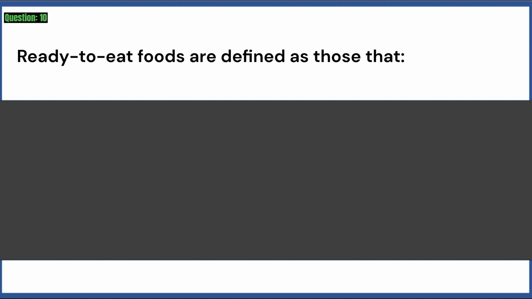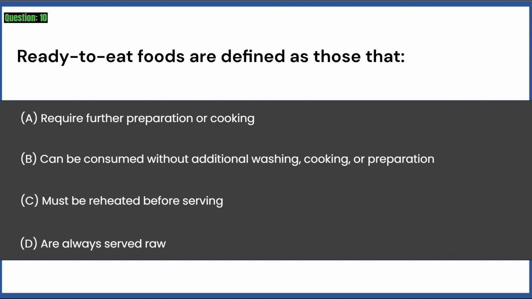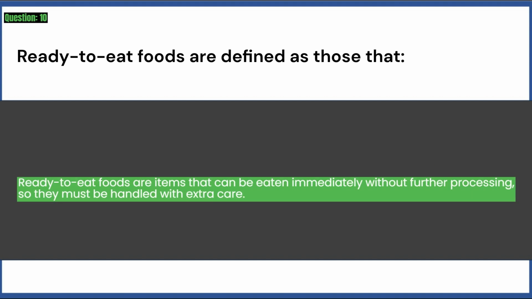Ready-to-eat foods are defined as those that: A. Require further preparation or cooking. B. Can be consumed without additional washing, cooking, or preparation. C. Must be reheated before serving. D. Are always served raw. Answer: B. Ready-to-eat foods are items that can be eaten immediately without further processing, so they must be handled with extra care.